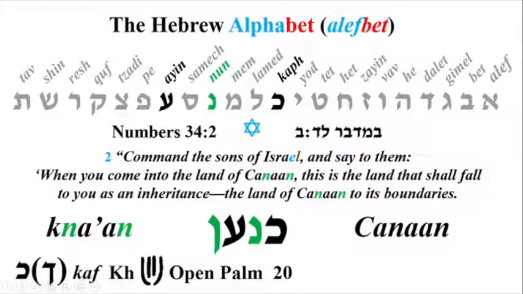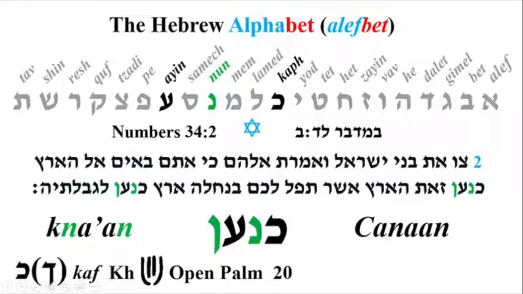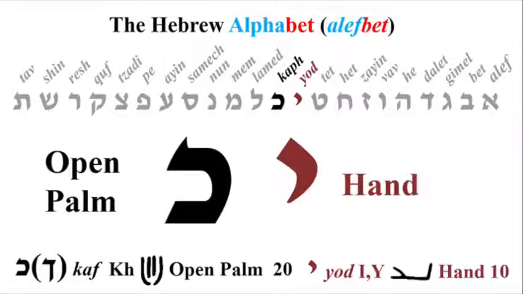The word Canaan, where God promised Abraham this land of Canaan he's going to give them. Okay, Canaan is a Kaph, Nun, Ayin, final Nun. It begins with a Kaph. We said that the Kaph is an open hand, right?